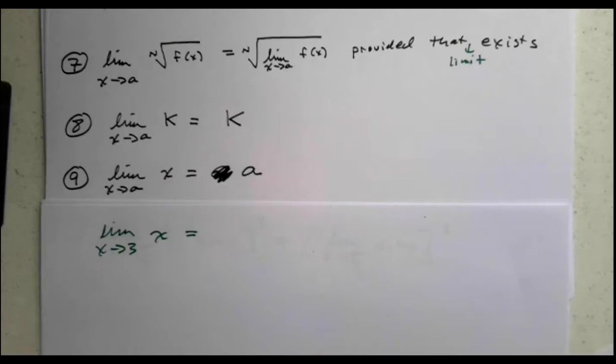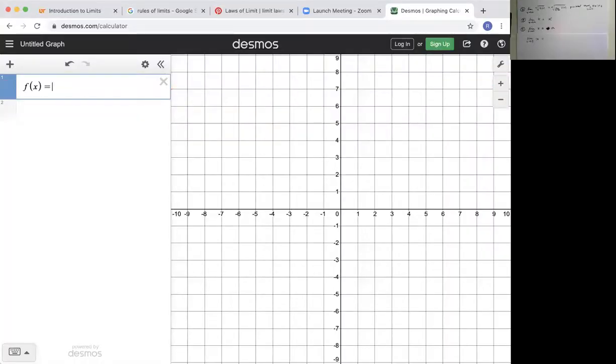So let's go ahead and look at that. Limit as x approaches a of x. Going to Desmos. The function I'm looking at is f of x equals x. As x approaches 3, the y values approach 3 from the left. As x values approach 3 from the right, the y values approach 3. So the limit as x approaches 3 of x is just going to be 3.